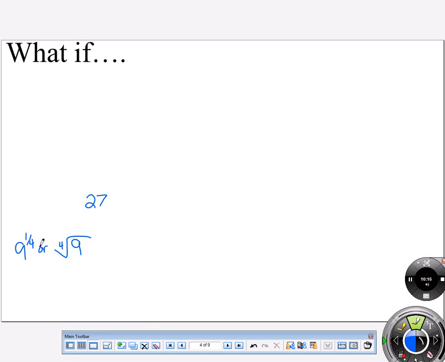Let's say you had 9 to the 1/4 or the 4th root of 9. Those are the same thing. Is everybody okay with the fact that I just wrote two of the same thing up on the board? So the "or" between them is just saying you could write it either way. Is that completely simplified?